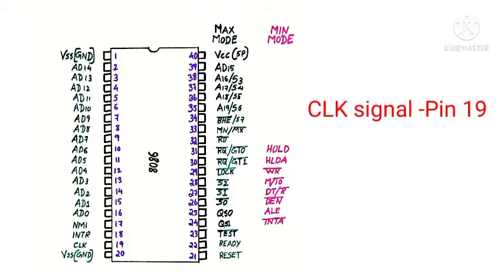Next, our microprocessor needs a clock signal for the proper timing of the processor. That clock signal is connected to pin number 19.